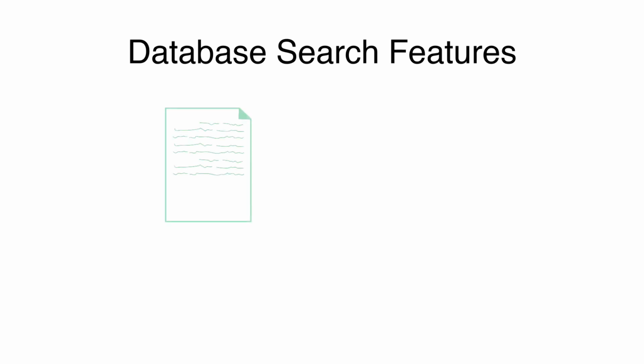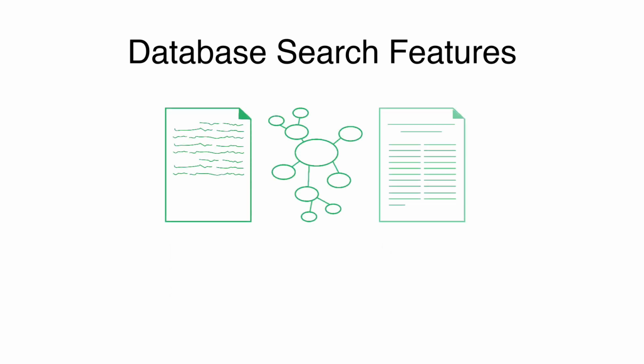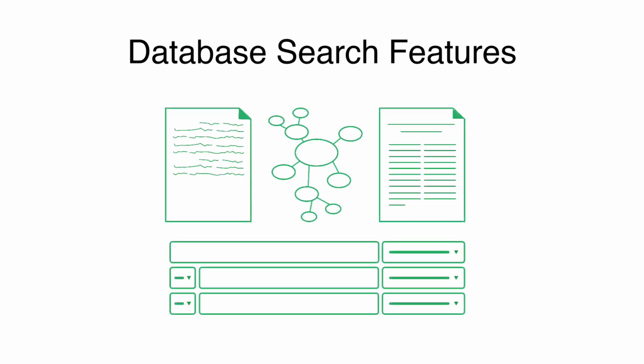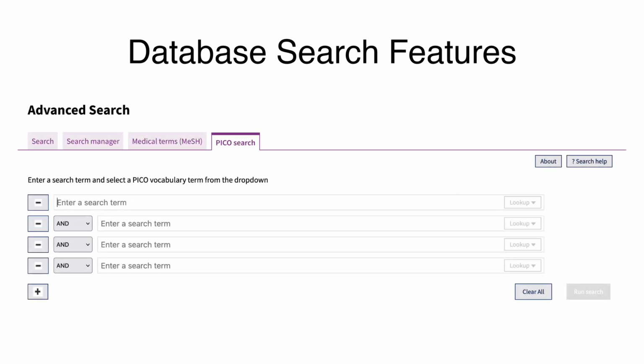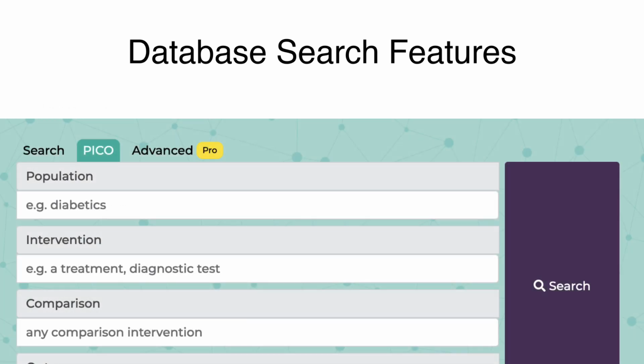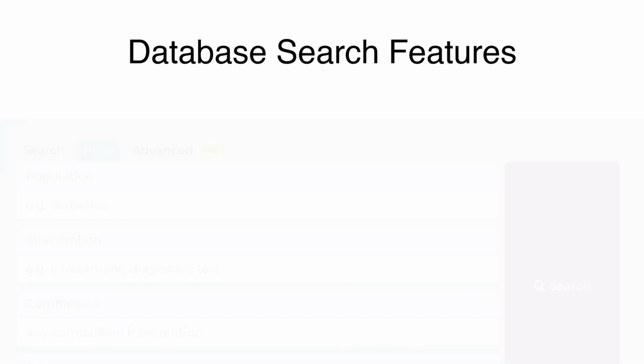Keep in mind that there are many other ways to build search vocabulary as well, which we'll cover in the next section of this video. Other databases use the PICO frame as a search feature, such as the Cochrane Library of Systematic Reviews and the TRIP database. This can be very helpful for specifying certain variables of a study, but this may not always be the best strategy for systematic reviews.